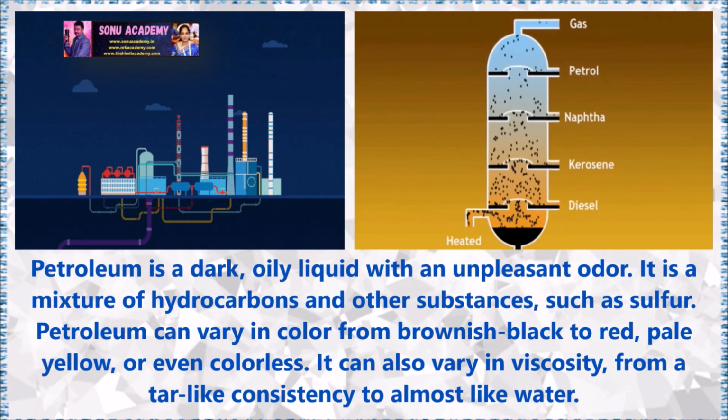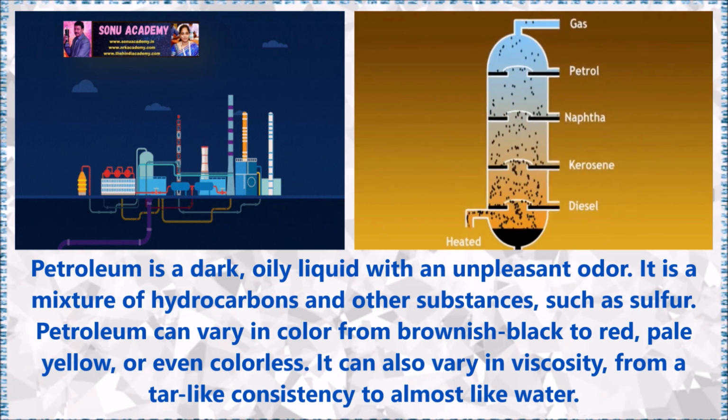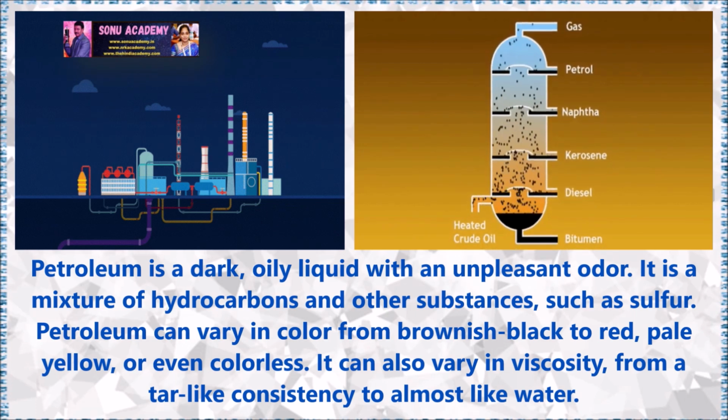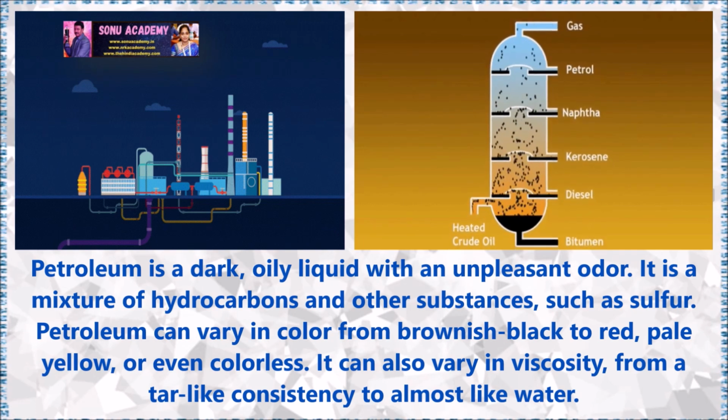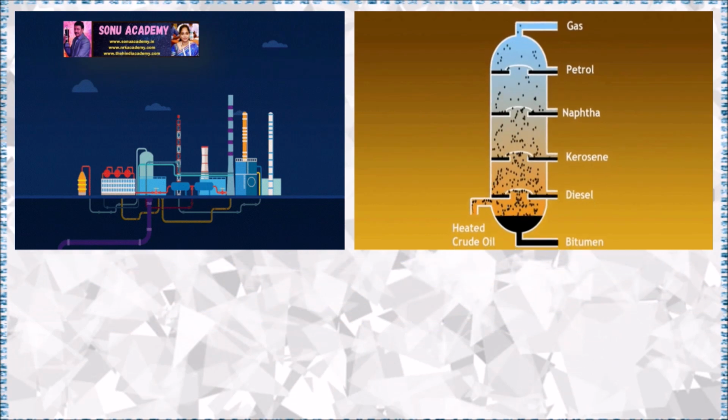Children, let us discuss the properties of petroleum. Petroleum is a dark, oily liquid with an unpleasant odor. It is a mixture of hydrocarbons and other substances such as sulfur. Petroleum can vary in color from brownish black to red, pale yellow, or even colorless. It can also vary in viscosity from a tar-like consistency to almost like water.